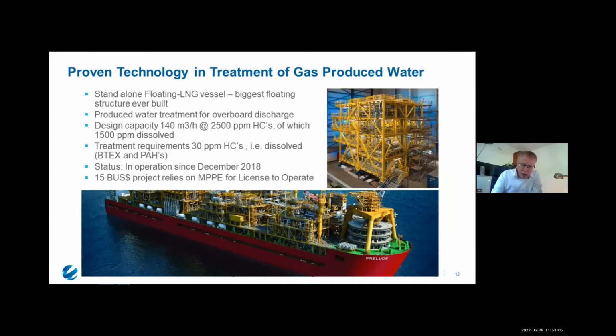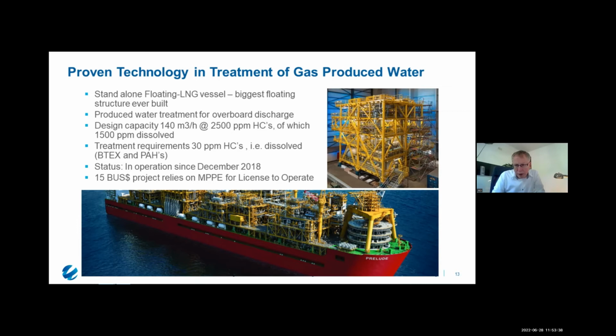The second example I would like to share with you basically illustrates that it is also a very reliable technology. In this case, we are also treating gas-produced water. However, the flow is much larger. So you're looking at 140 cubic meters per hour, but the removal efficiency is somewhat similar. The inlet is 2,500 ppm of BTEX mostly, and that has to be reduced to 30 ppm.